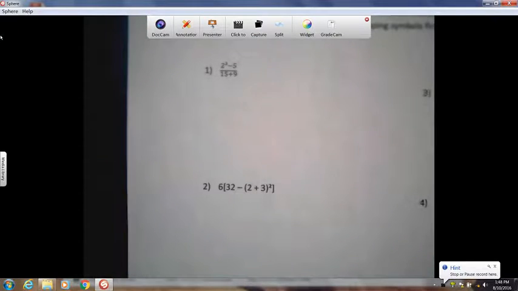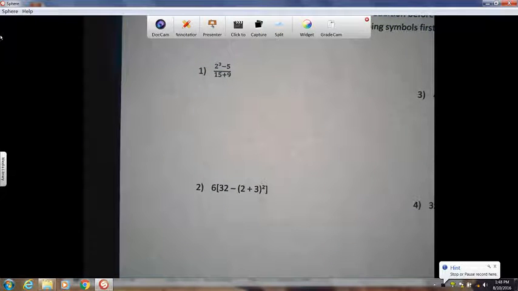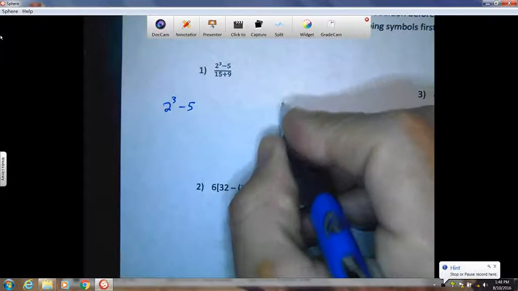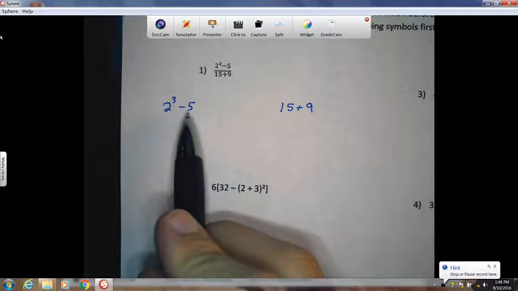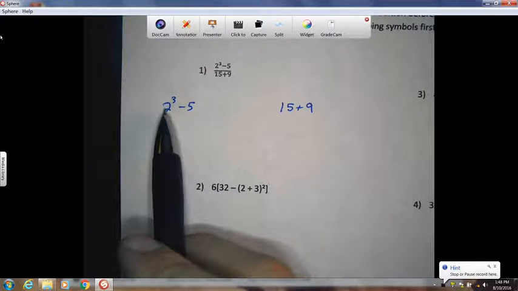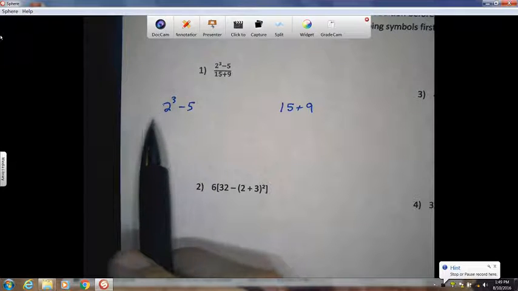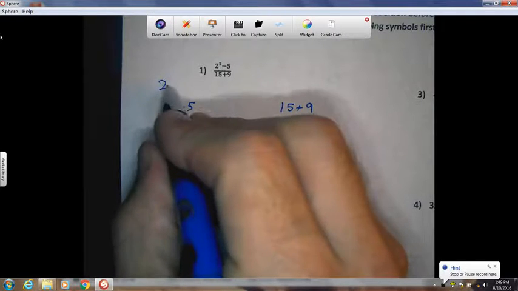Okay, so for number 1, the first thing I'm seeing is grouping symbols. So I know I need to completely simplify the numerator and the denominator first. So I'm just going to write them separately, so that way I know I have to complete those first. So within that, I look at what I need to do, and I need to do powers first. 2 to the third power. Remember, 2 to the third power is 2 times 2 times 2.